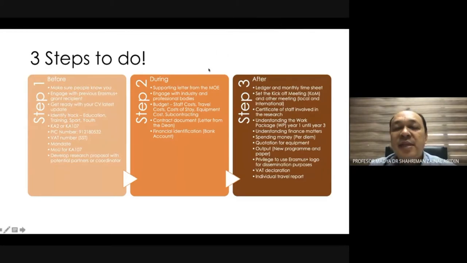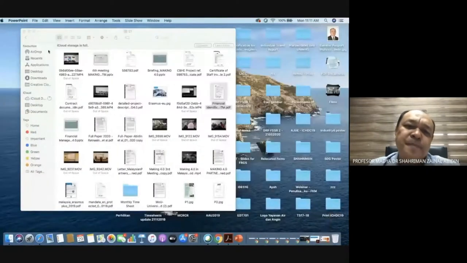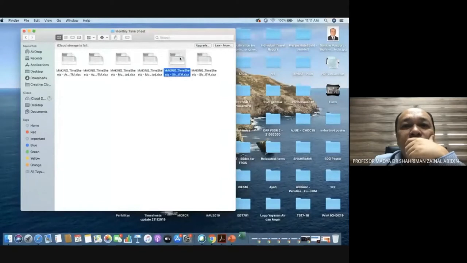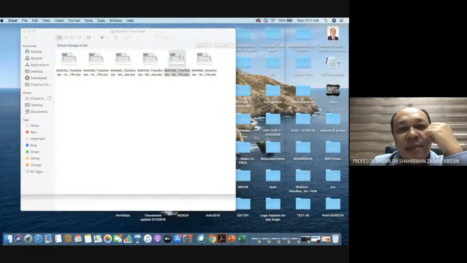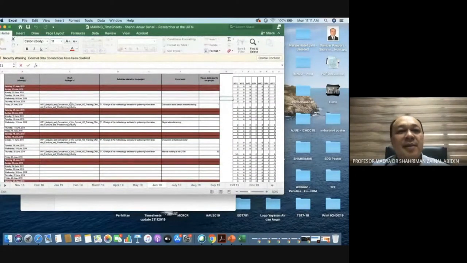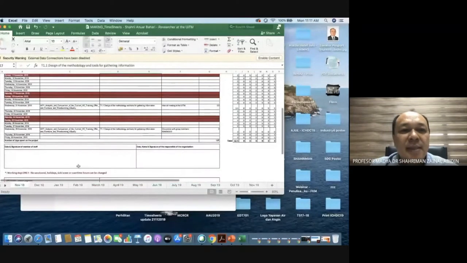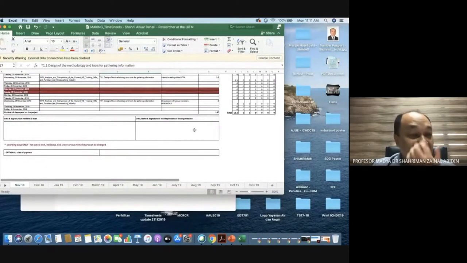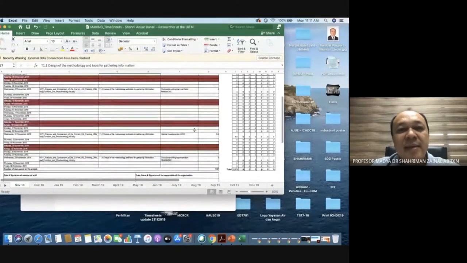So after we receive the grant tu, then we need to write dia panggil ledger dengan monthly timesheet. So monthly timesheet ni bentuk dia macam ni. Monthly timesheet ni dia kira pembelanjaan yang kita kena spell out lah in every month. From month 1 sampai the project end. Okay, then monthly timesheet ni, yang dokumen ni biasanya kita dengan Timbalan Naib Canselor yang akan sign lah.